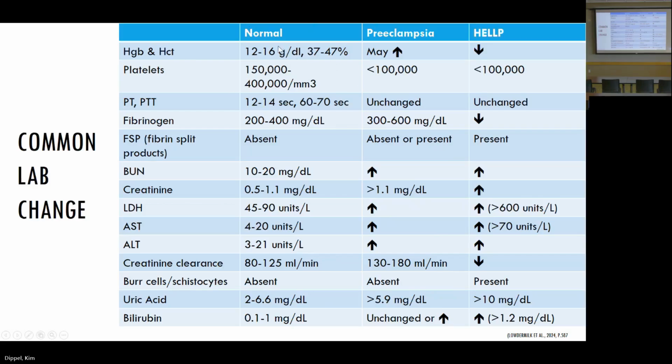And I always kind of talk about dilutional hemoglobin and hematocrit, and that's normal physiology in pregnancy. In pregnancy, it's normal for women to have hemoglobin and hematocrit between 12 to 16 grams and 37 to 47% hematocrit. But we need to look at, if we have elevated levels, that may be an indicator of preeclampsia or some type of hypertensive disorder due to the leakage of vessels, which we'll cover a little bit later. That will become a little bit clearer.